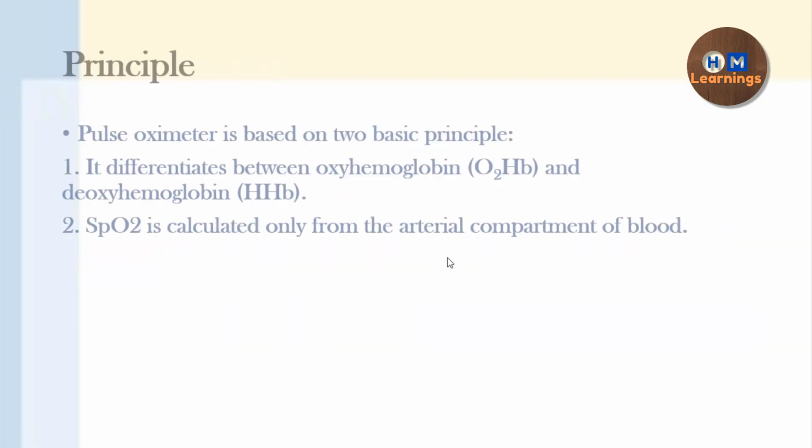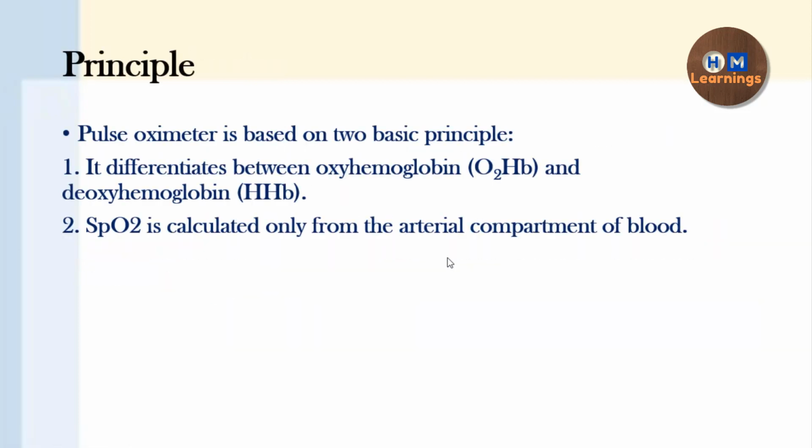Okay, so with this we can move on to the principle, which tells us how this instrument, how this tool works. So basically there are two principles. The pulse oximeter differentiates between the oxyhemoglobin and the deoxyhemoglobin. We need to know the concentration of the oxyhemoglobin because we are talking about the oxygen saturation of hemoglobin. In other words, we are talking about the percentage of the oxyhemoglobin in the total hemoglobin in the blood. Then we need to know the SpO2 only in the arterial compartment of the blood.